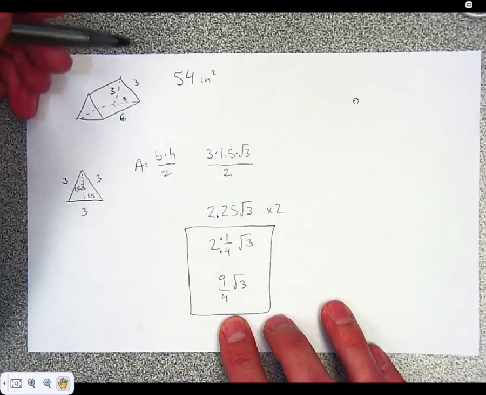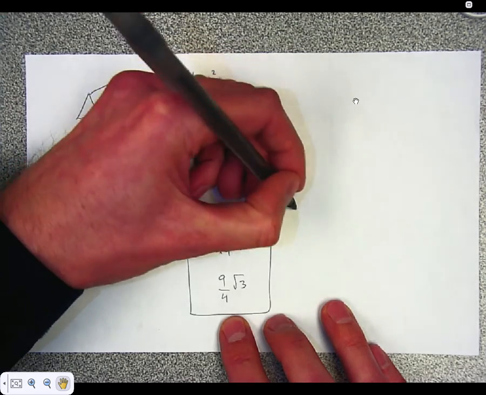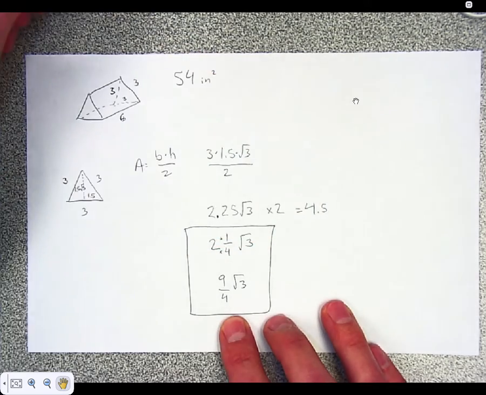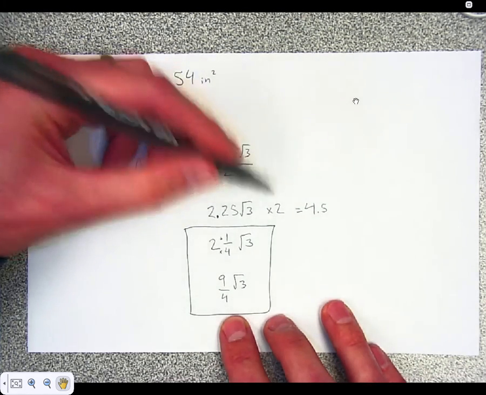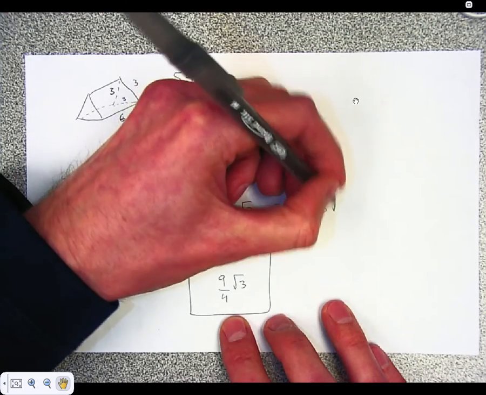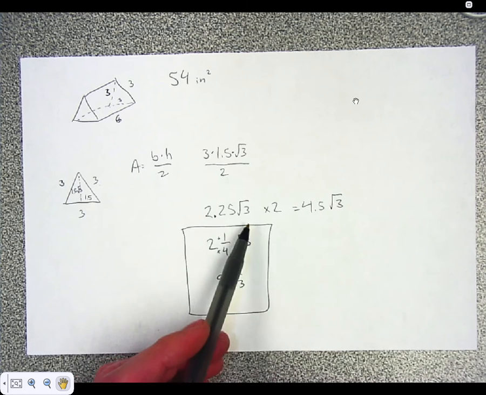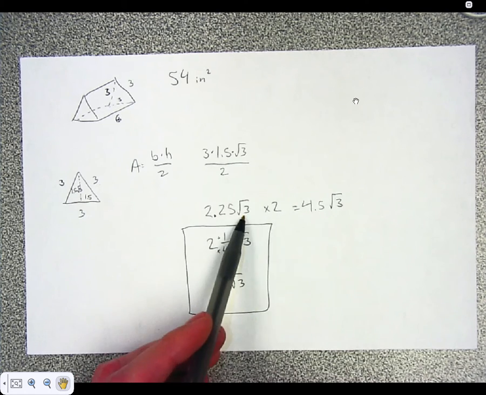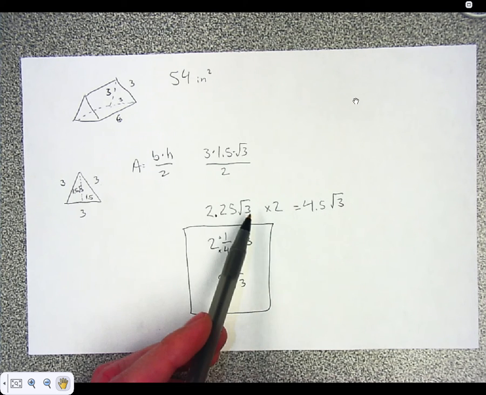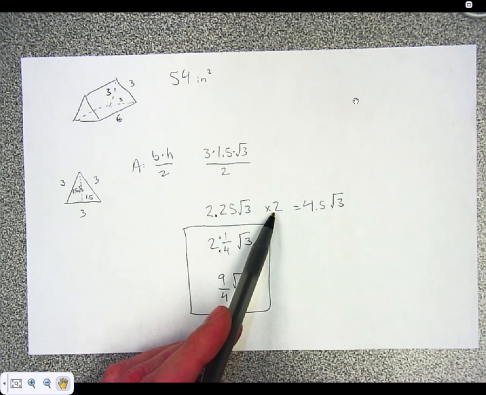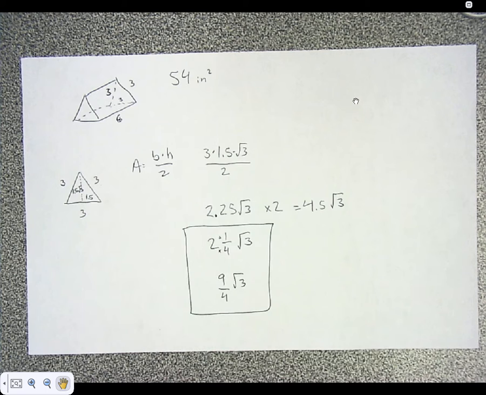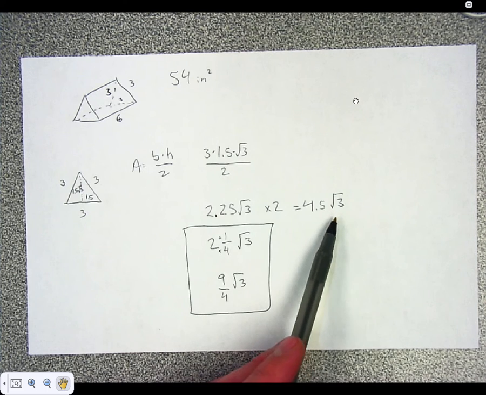2.25 times 2 would be 4.50. $2 and $2 is $4, 25 cents, 25 cents, that's 50 cents. So 2.25 times 2, 4.5. That square root of 3 is still the square root of 3. There's not much I can do with that right now because these are not like terms, so I can't multiply them together, because this has a square root and this doesn't. So I can't really mess with those very much. Square root of 3 is just there.